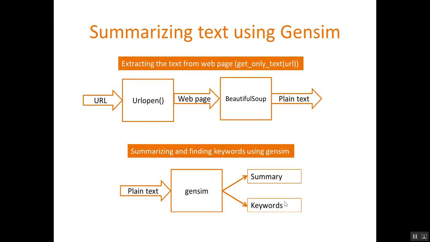In the second stage, the plain text that we got from the first stage will be passed to a Gensim module. So Gensim is the natural language processing toolkit, and it will take plain text as input. We have two functions in Gensim. One is for finding the summary, the other is for finding the keywords in the given text. So we will be using functions in Gensim toolkit to get the summary as well as keywords.